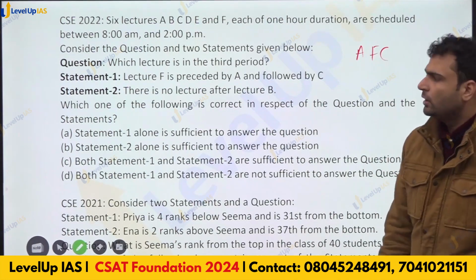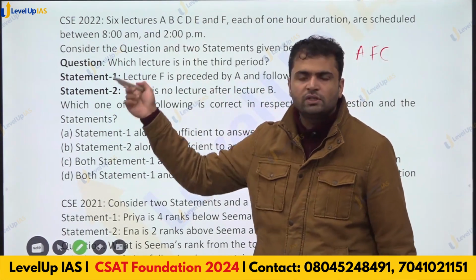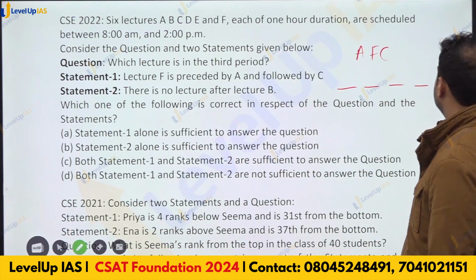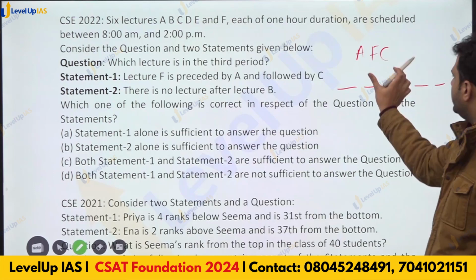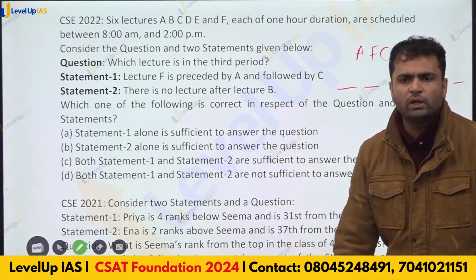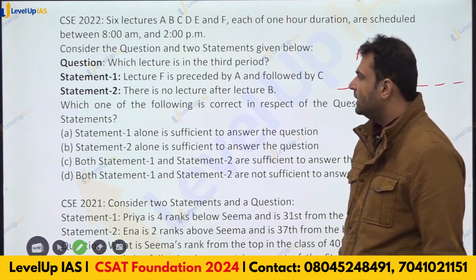So AFC, only based on statement 1 we cannot answer which is the third period, because we have 6 slots, 1, 2, 3, 4, 5, 6. We want to find out what is here. The AFC can come here, here, here, here, anywhere. So based on statement number 1, of course we cannot answer anything.